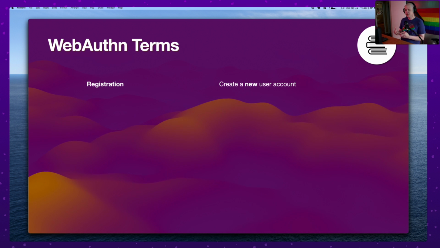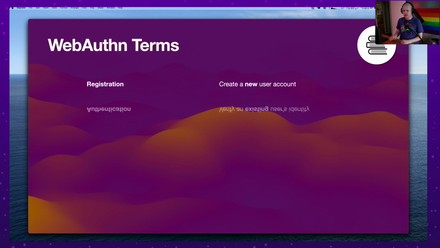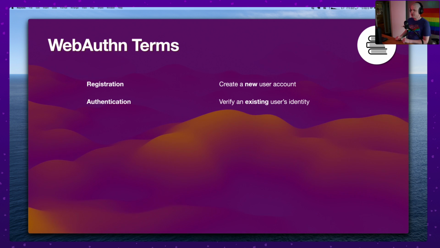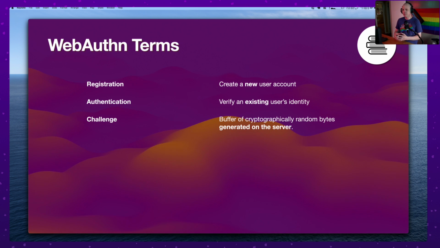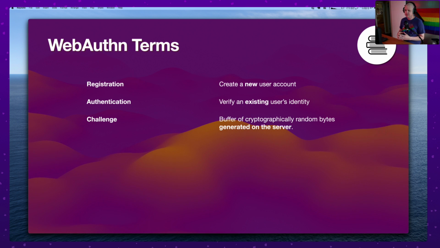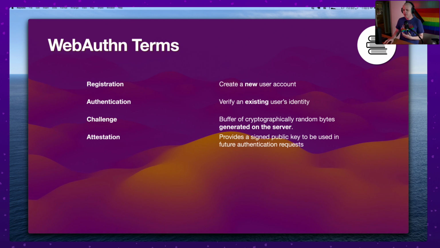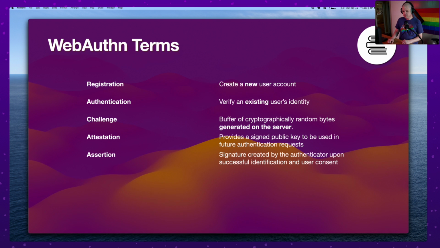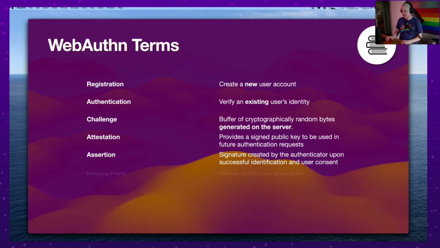So let's start to understand some of the terms that I'll be using when we look at WebAuthn. The first is registration. This is creating a user account for a user, typically a human. Authentication is how you verify an existing user's identity. A challenge is a buffer of cryptographically random bytes generated on the server. Attestation provides a signed public key to be used in future authentication requests. Assertion is a signature created by the authenticator upon successful identification and user consent.